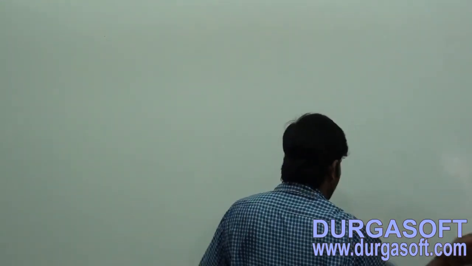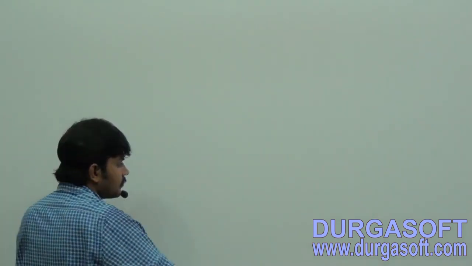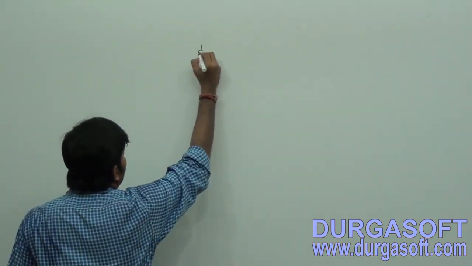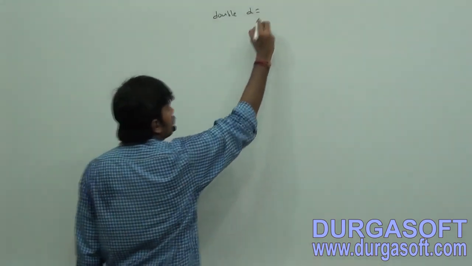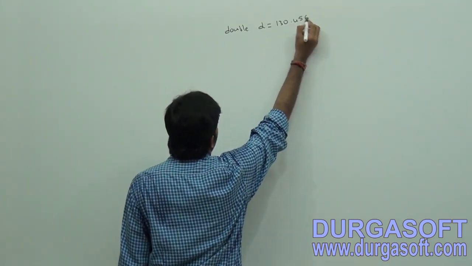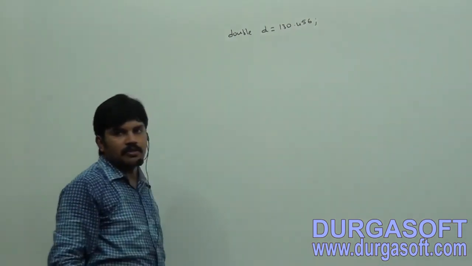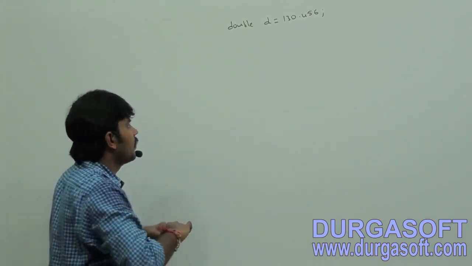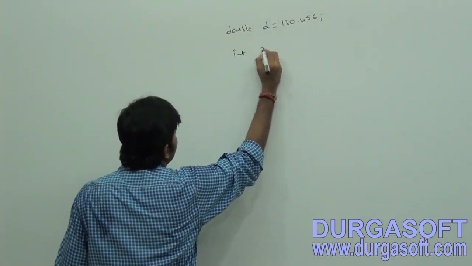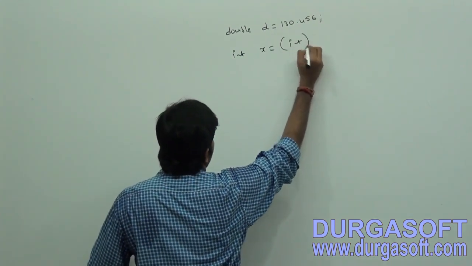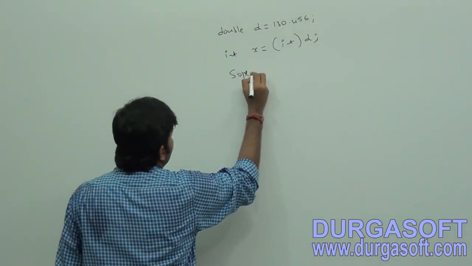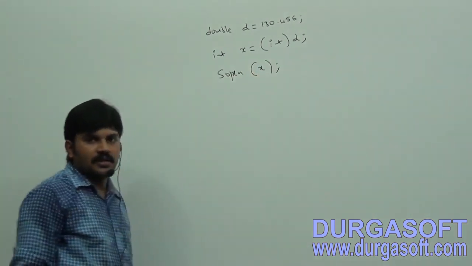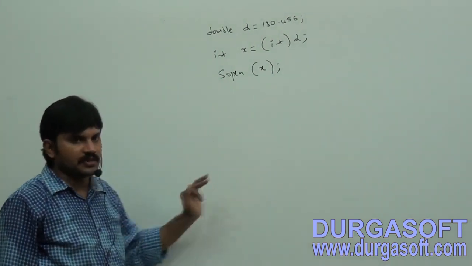Listen to this point well. I am taking double d is equal to 130.456. Now int x is equal to int of d. System.out.println of x. Int x is equal to int of d, SOP of x.